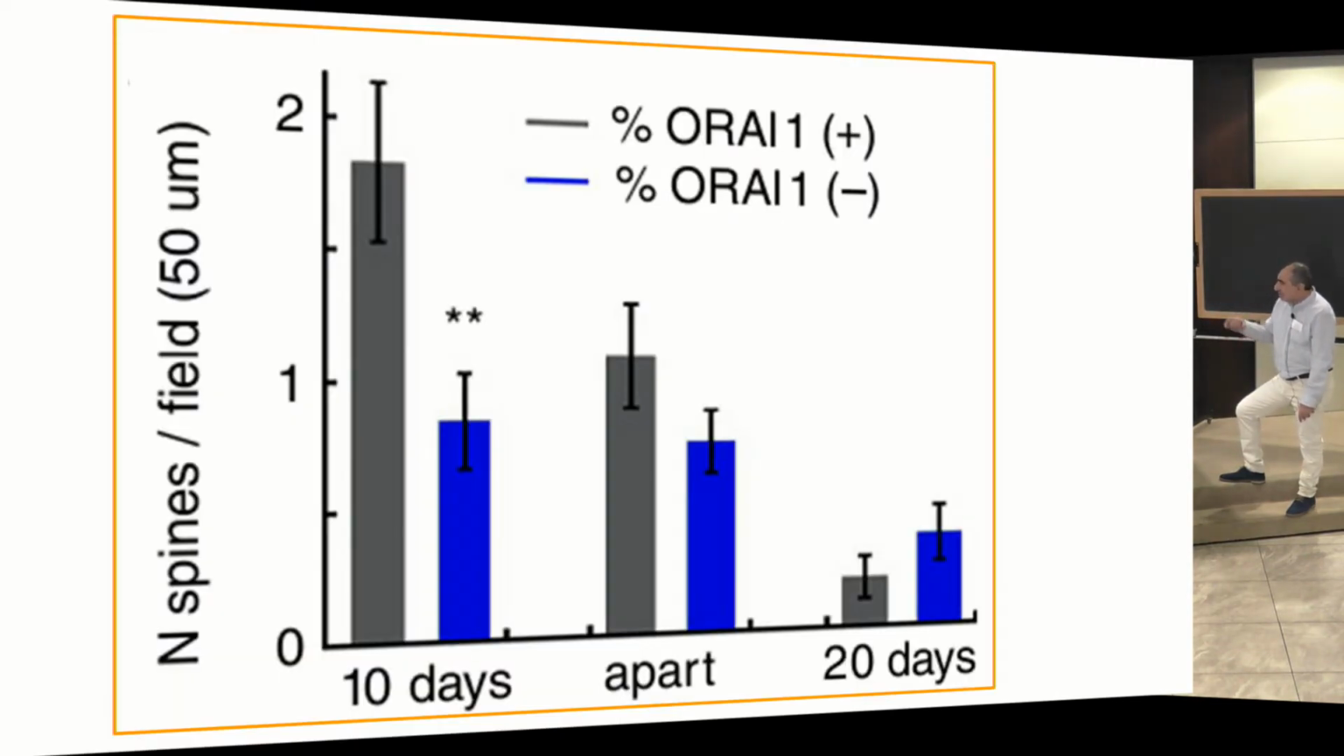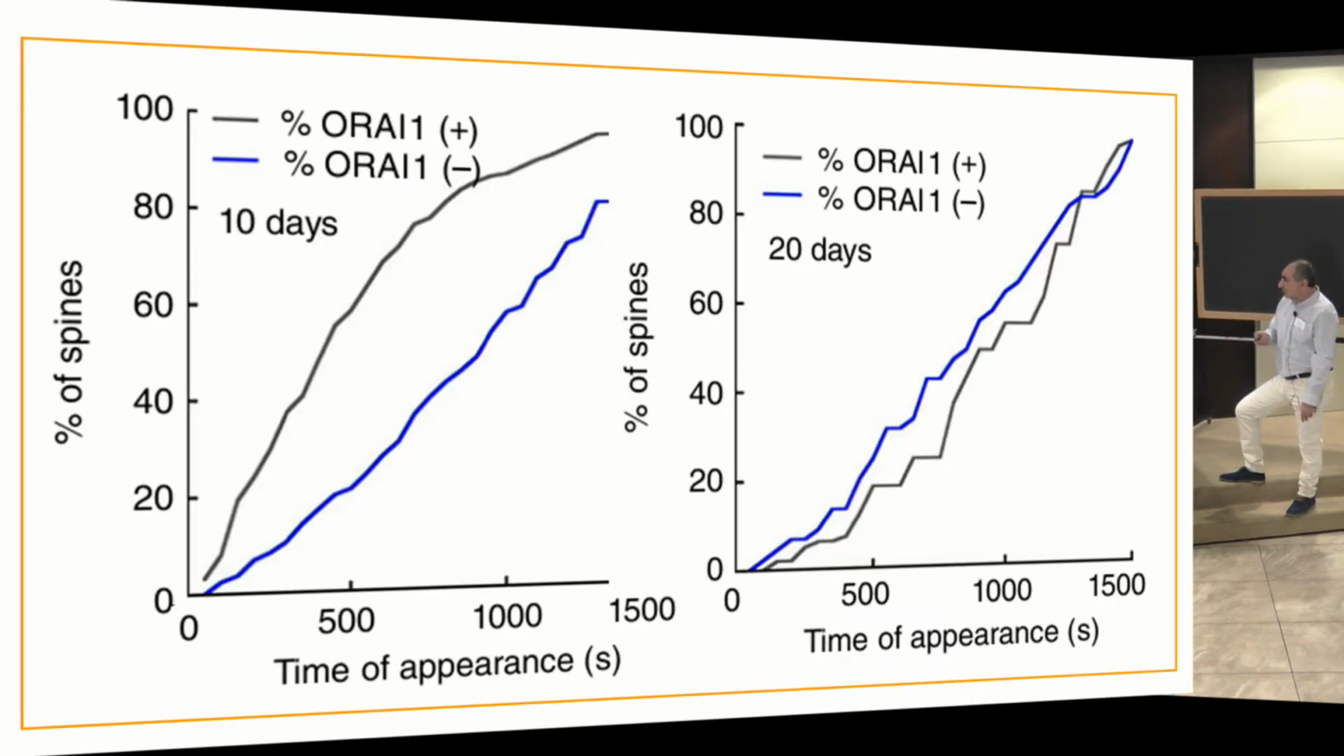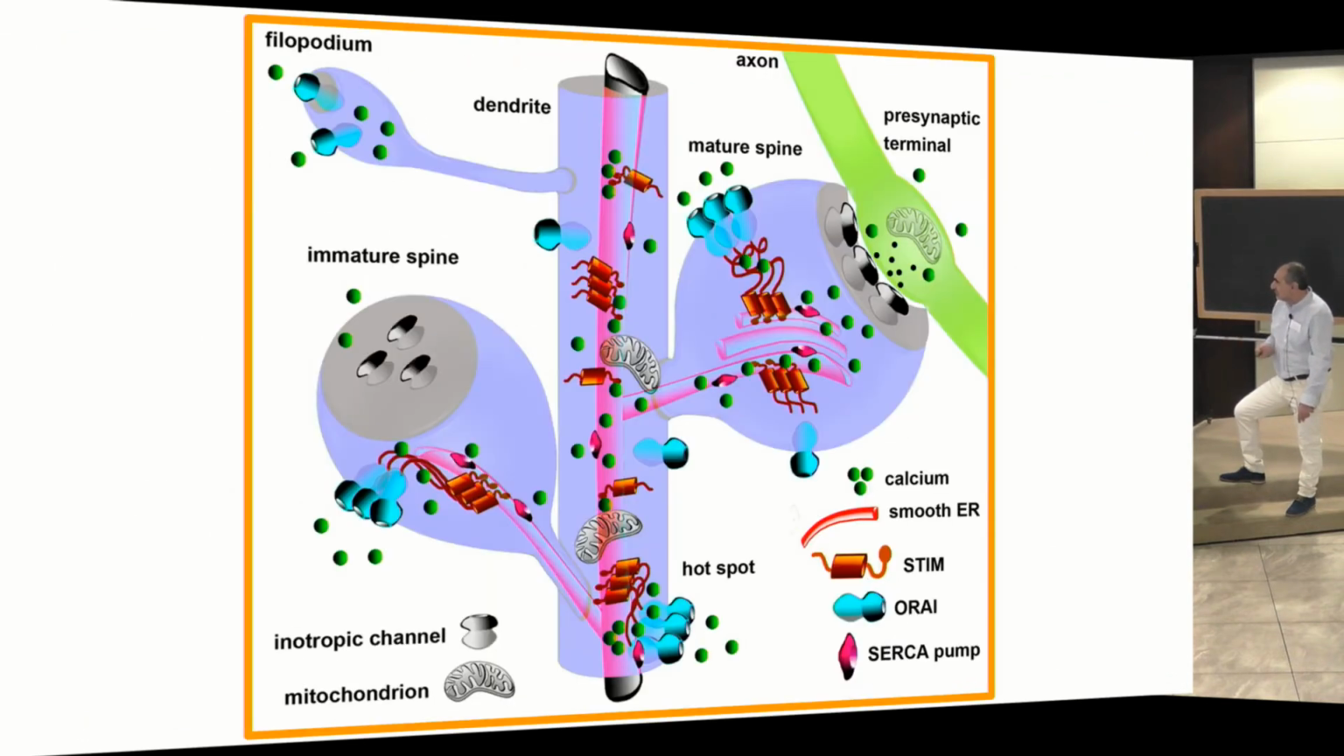So this is just to summarize, and also to mention that for young cultures, 10 days in culture, it happens much more than for 20-day-old cultures where most spines are already established. So this is cumulative again, to show that this is just a normal random appearance, and in ORI plus there is more chance to appear, nothing special.